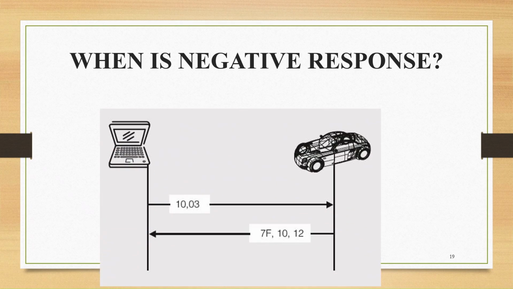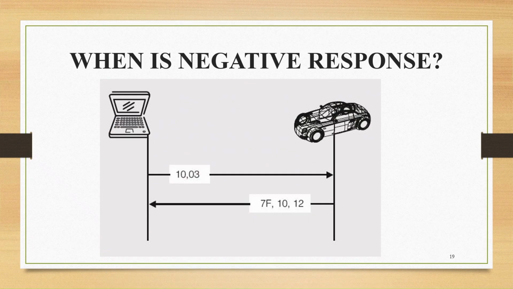Next, we will move on to the negative response. Now the negative response, how do you think it is identified? It is identified by 7F. Here you can see 1003 is given by the diagnostic tool to the ECU, and the ECU responds with the negative response, which is indicated by 7F.